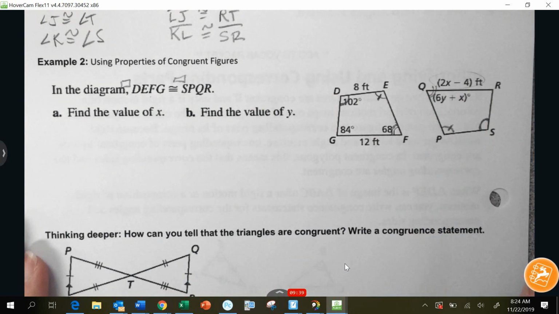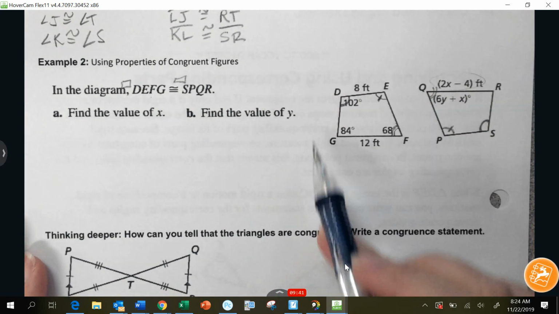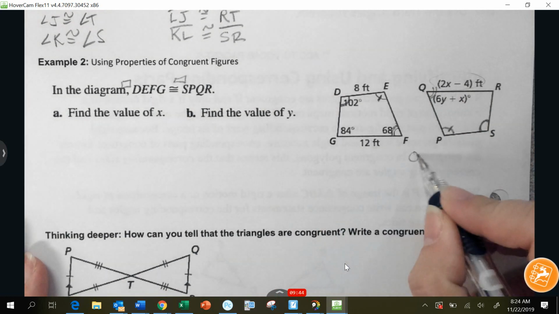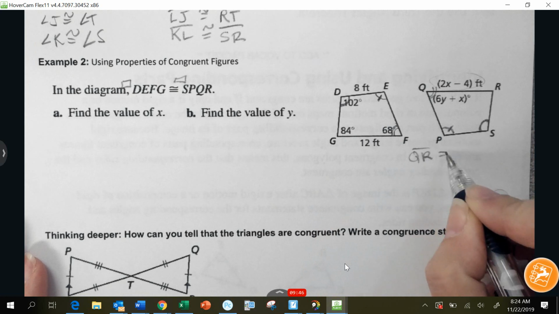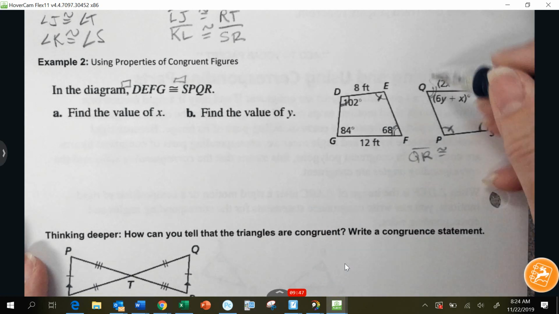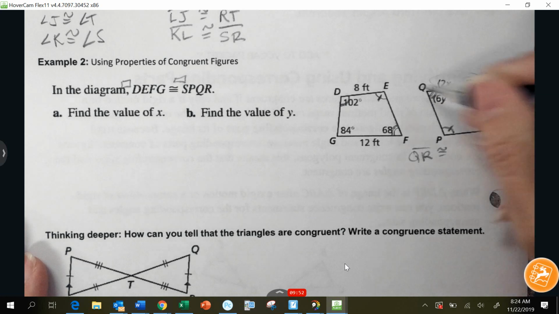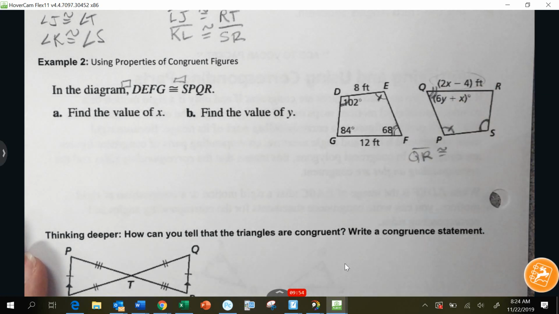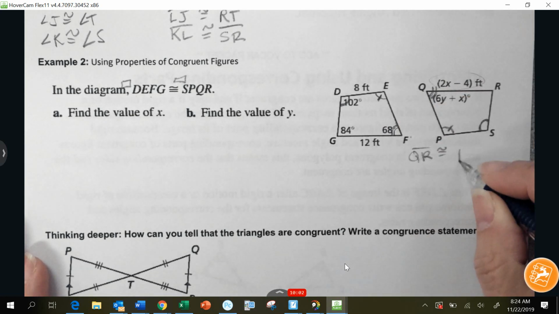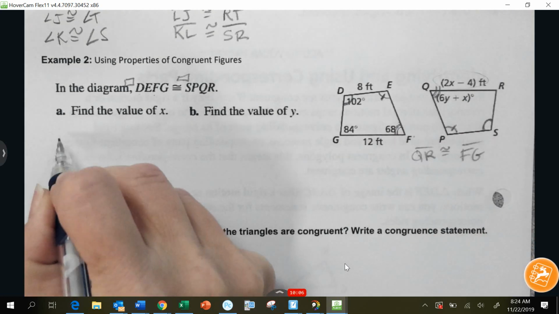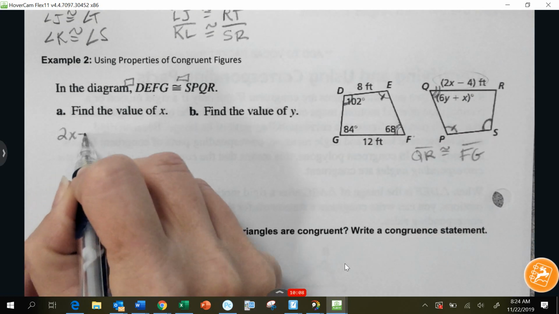So segment Q to R corresponds to which segment over here? This one has 2 markings, and then R I didn't mark at all. So which one over here has 2 markings? And then which one did I not mark? F to G. So we have a length of 12 over there. Yep. So I'm going to set 2x minus 4 equals 12.